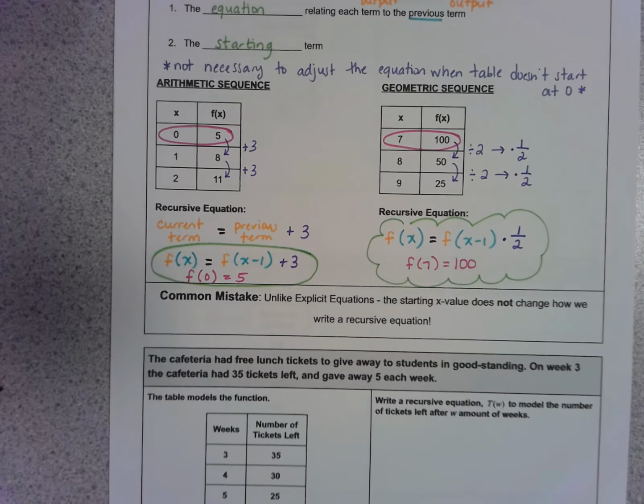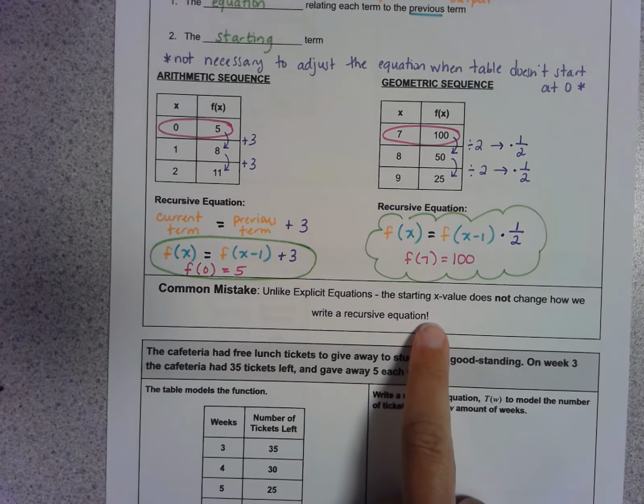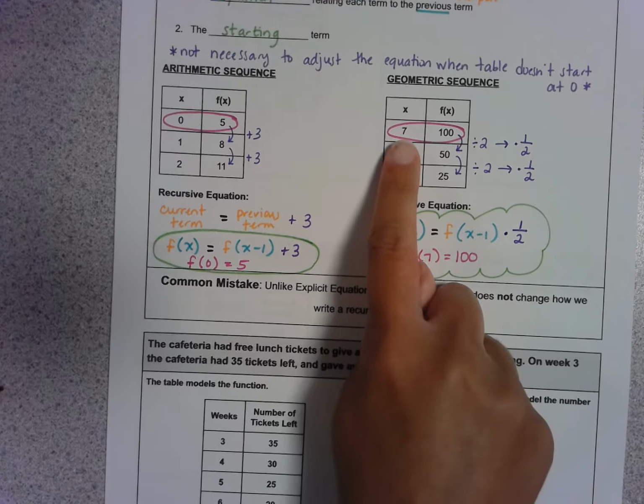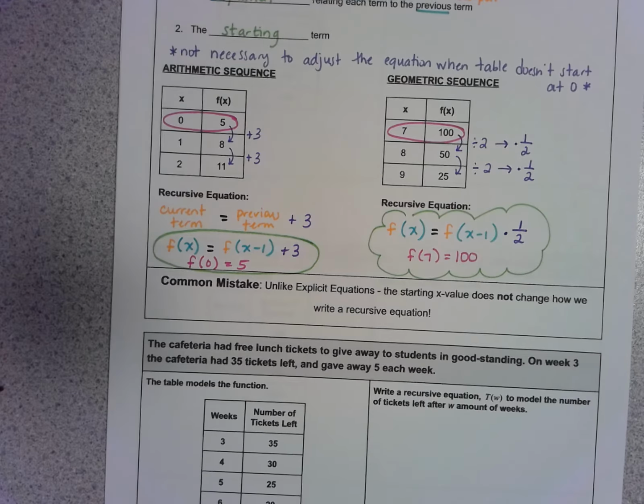Now again, the common mistake here, unlike explicit equations, the starting x value does not change how we write a recursive equation. I've said it twice now. I made us write it on our own, and I actually wrote it for you here because that's really important. That's a common mistake that I see students make, is that they want to change this equation. So for example, when this says 7, they want to change this to x minus 7. We never do that with recursive. With recursive, it's always current and previous means 1 step back, not 7 steps back. The only time we need to adjust is if it's an explicit equation, which is a little bit different.